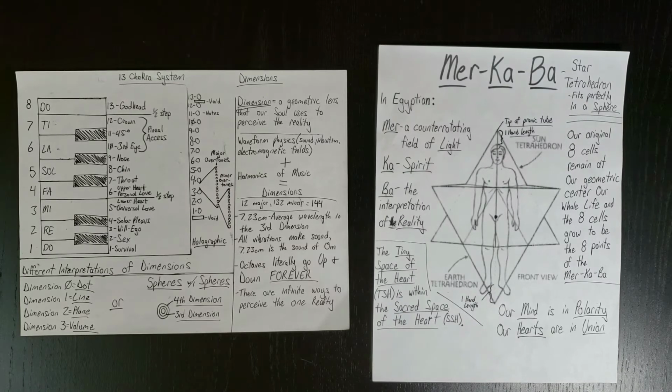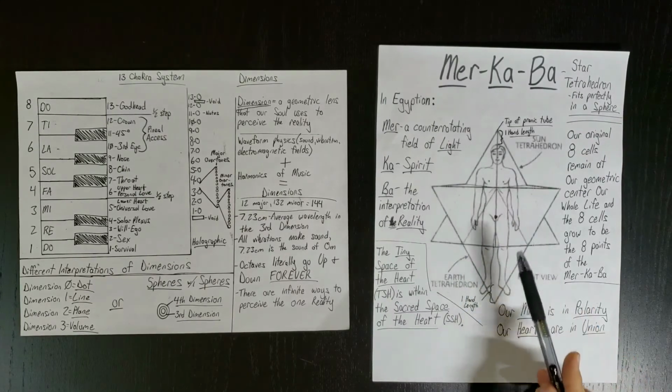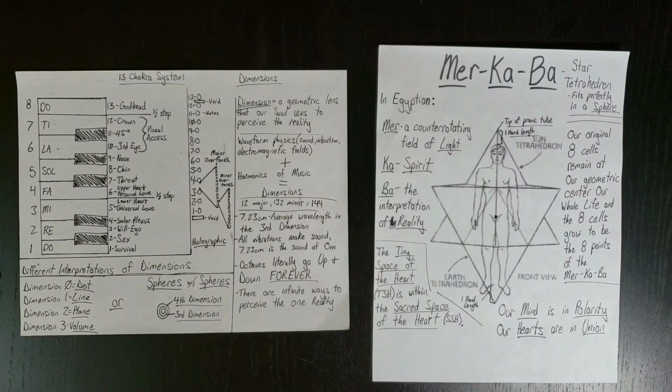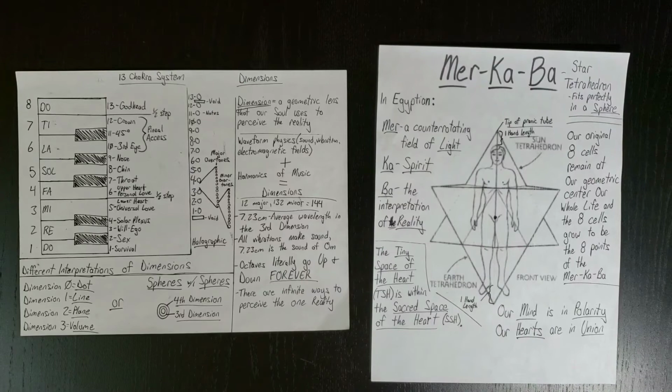Now, looking at this Mer-Ka-Ba, we actually have three star tetrahedrons superimposed over each other. The male star tetrahedron spins left, or counterclockwise, and it's the electrical component of our Mer-Ka-Ba. The female star tetrahedron, so this entire shape spinning the opposite direction, spins clockwise or to our right, and it's our magnetic component. And our neutral star tetrahedron stays stationary, just as we see this one.